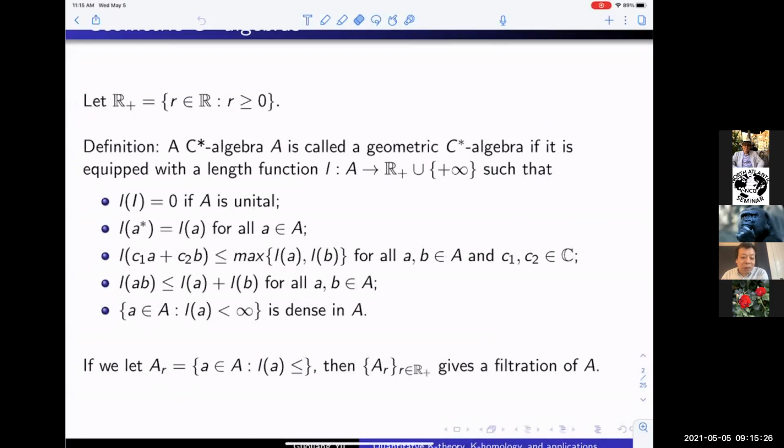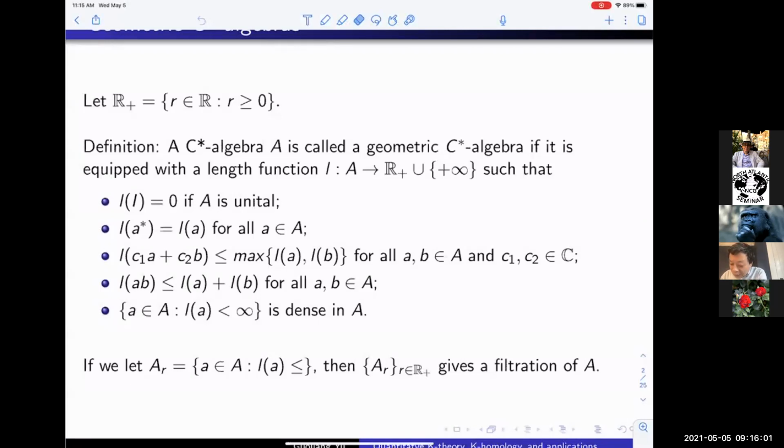So it's something very basic. It's just a length function, okay? It takes values in non-negative reals and possibly infinity. So I allow infinity, okay? So if A is a unital algebra, I want the length of the identity to be 0. And just for simplicity, I also want the length of the adjoint to be equal to the length of the element. So I have those natural kinds of inequalities for a length function.